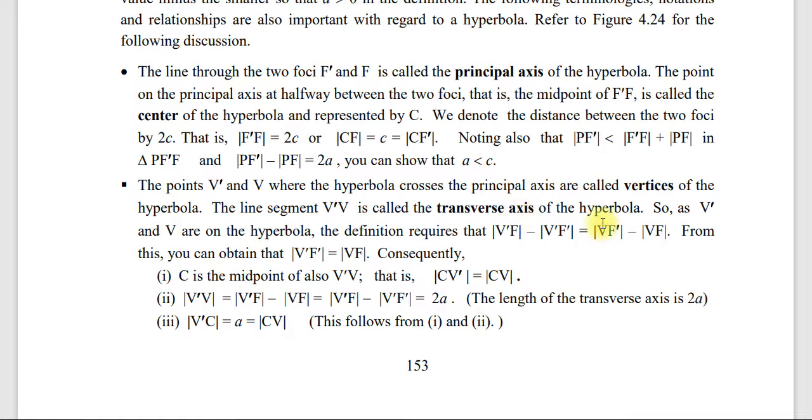From this you can obtain that the magnitude of v prime f prime is equal to the magnitude of vf. Consequently, c is also the midpoint of v prime v.